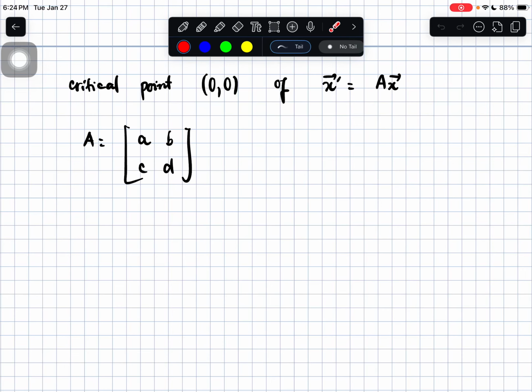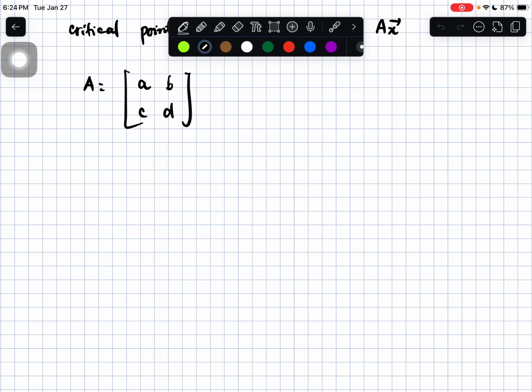We summarize the critical point, the type, and the stability of the equation x prime equal to A times x, where A is a 2 by 2 matrix. So we look at the eigenvalues method. We compute the eigenvalues lambda of A. So lambda is an eigenvalue of A if determinant of A minus lambda I equals 0.